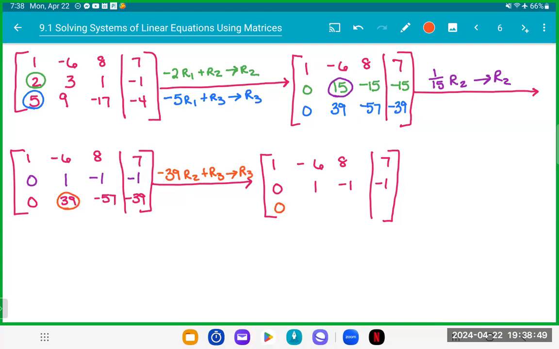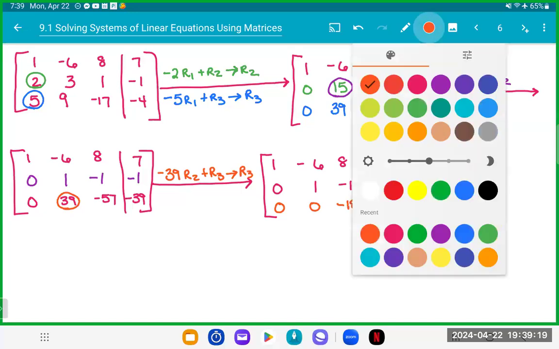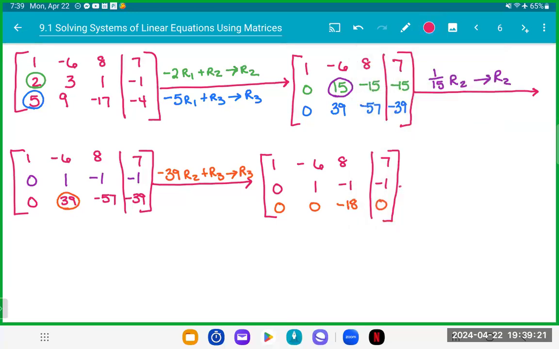So that's going to stay a 0. -39 times 1 plus 39 is a 0. -39 times 1, that's -39, plus... sorry, -39 times 1, that's +39, minus 57 is a -18. -39 times -1 is +39 minus 39, so that is a 0. Okay? Questions?